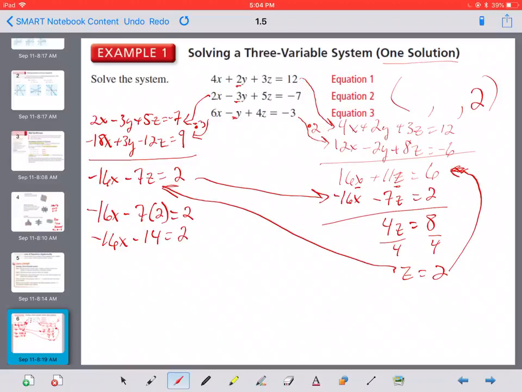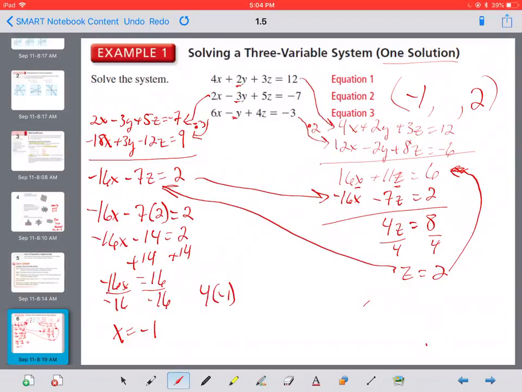Let's try this. Add 14 over. There we go. Negative 16x equals 16. Divide by negative 16. X equals negative 1. X, z, we need the y. To get the y, you take the x, you take the z, you plug it into one of your other equations. I'm going to plug it into the top one.